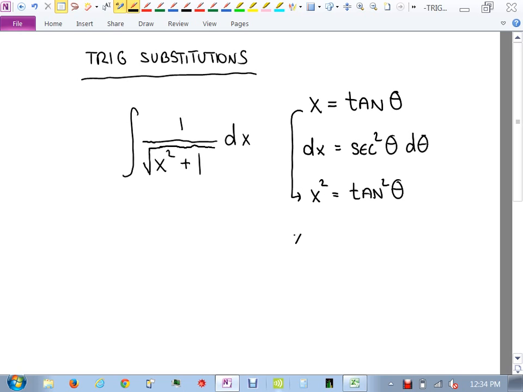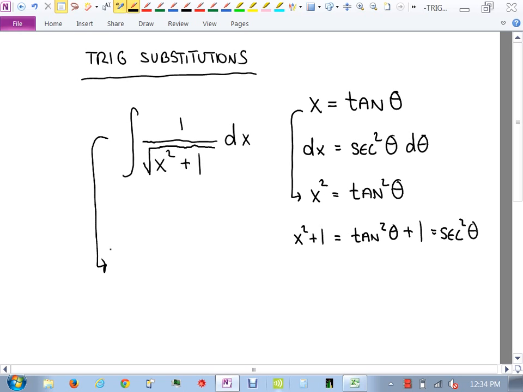Now I'd like to know what x squared plus 1 is, because isn't that what I have underneath my root there? x squared plus 1, isn't that tangent squared theta plus 1? But what is tangent squared theta plus 1? That is secant squared theta, right? That's the Pythagorean identity. Unbelievably, this integral becomes what then?